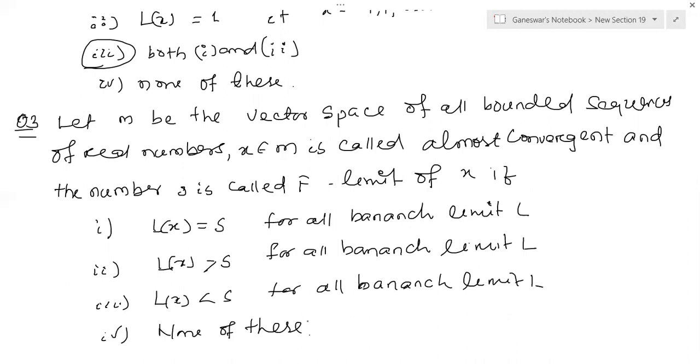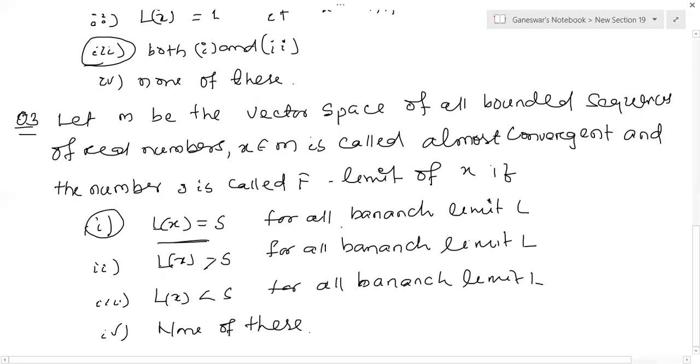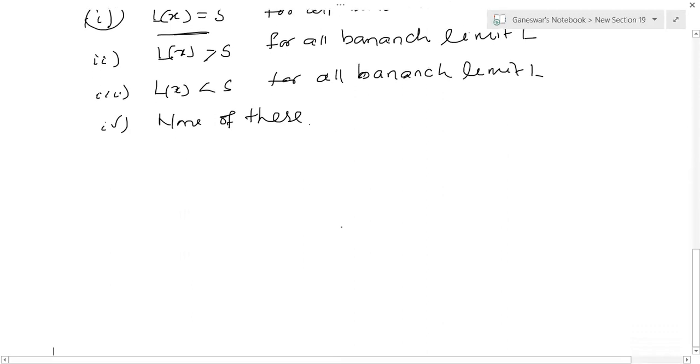Lx is equal to S for Banach limit L. That is almost convergent satisfied. Right here, only the first option is there. According to the definition, we found that this one is true: Lx is equal to S for all Banach limits L. X satisfies these conditions. Then we come to question number 4.